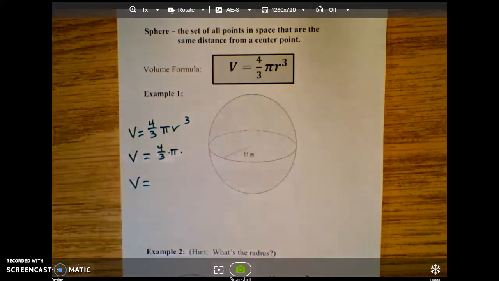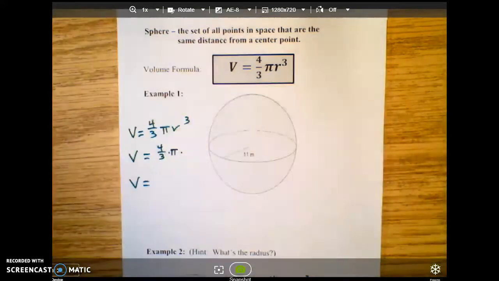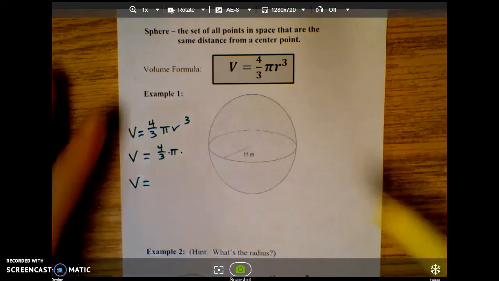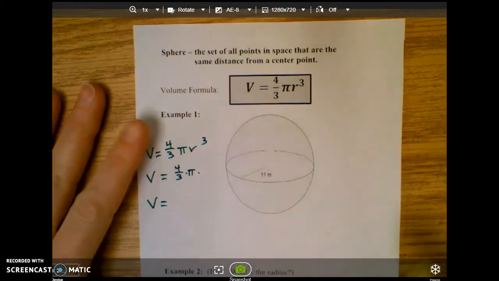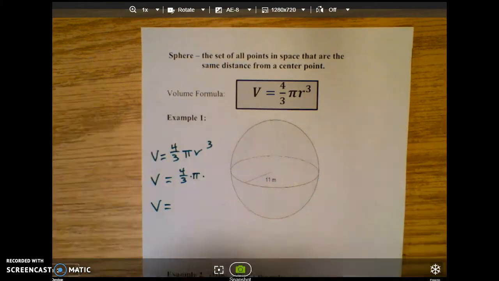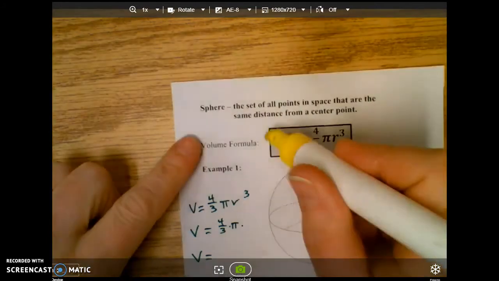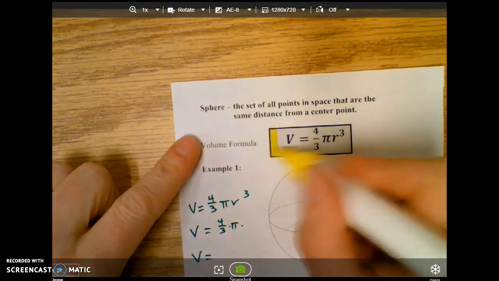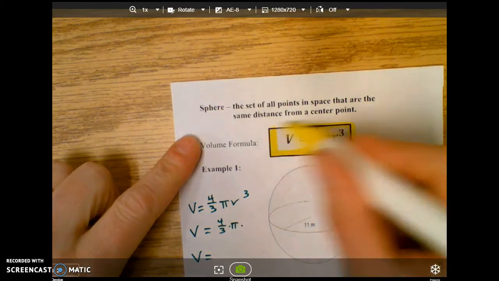Ladies and gentlemen, your lesson on spheres. Remember that a sphere is a round ball, basically. It's considered the set of points in space that are the same distance from a center point. You'll notice that your formula is very different from the formulas we've learned already about 3D figures.